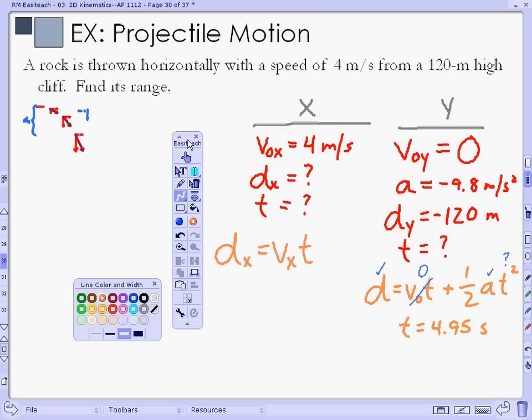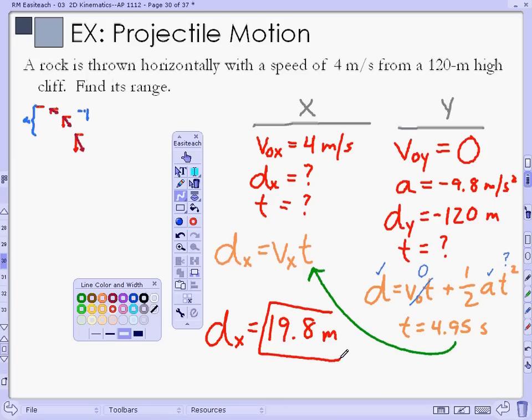Because after all, it's d sub x that I want. So I just take this time and I plug it in here, and you get a final answer. 19.8 meters I'm hearing, which is roughly the 4 meters per second times the time of 4.95 seconds.